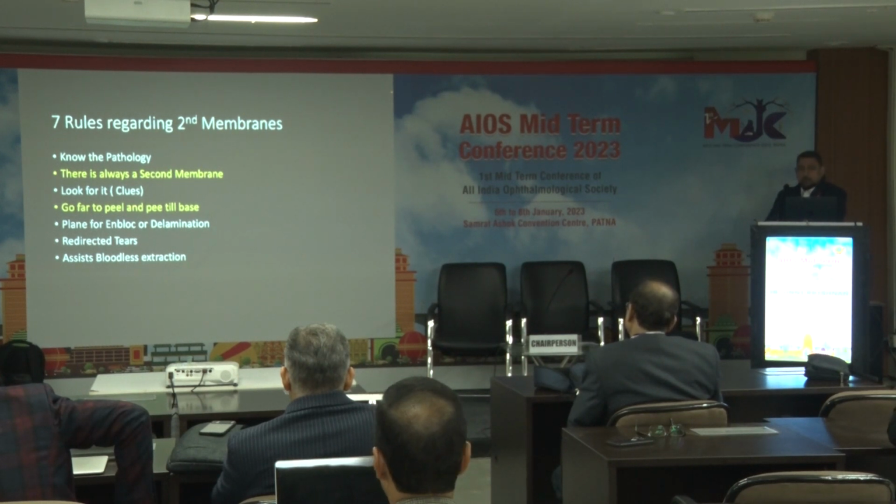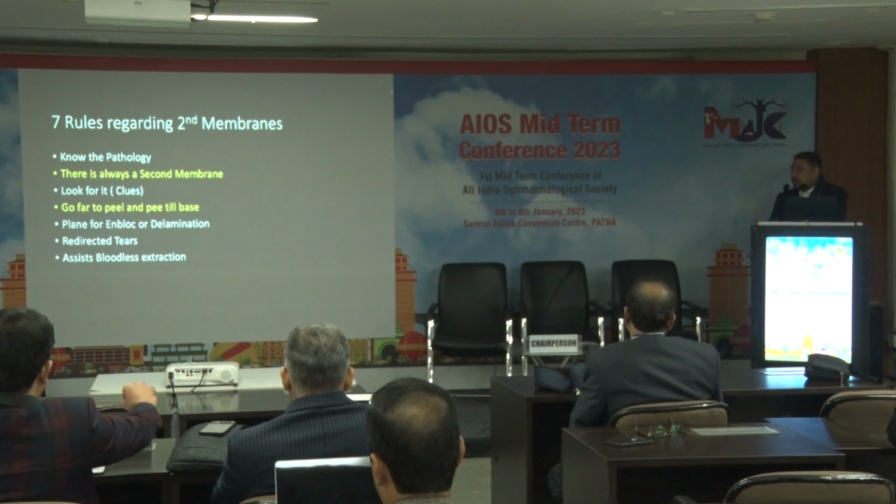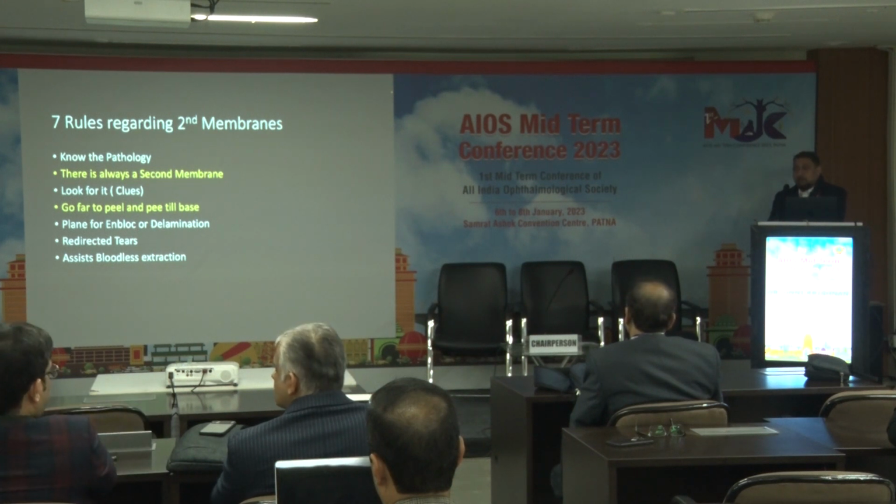Once you do that, you will get a plane to do an en bloc dissection or a delamination. Always think of the redirected tears in a direction opposite to where you're pulling. And when you get the second membrane off properly, you can aim for a bloodless extraction of the fibrovascular polyp.